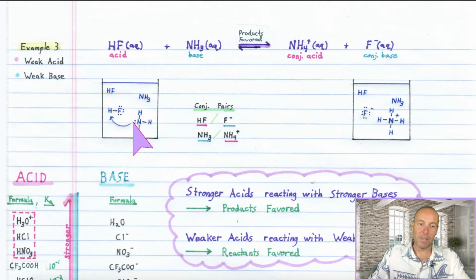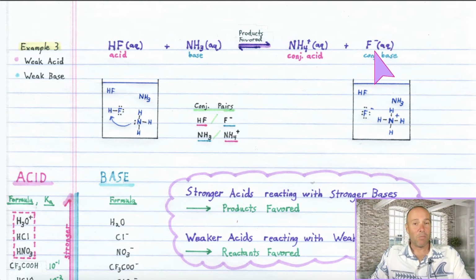So these electrons form a bond with that H, and then those two electrons go back to the fluoride. And so after accepting the proton, it turns into NH4 plus, and then you're left over with F minus. And so you can see the products over here are NH4 plus and F minus.